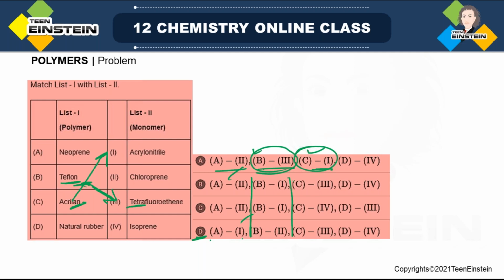A is related to 2, neoprene is related to chloroprene, and D is 4. Natural rubber monomer is isoprene, which is nothing but 2-methyl-1,3-butadiene. So this is the correct one.